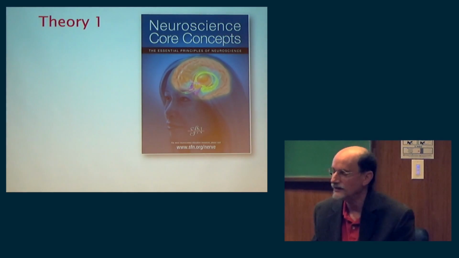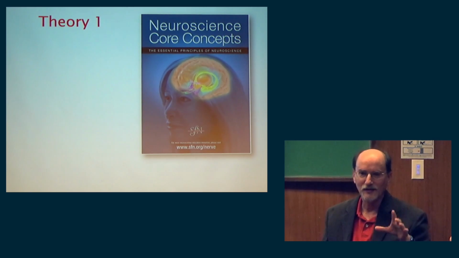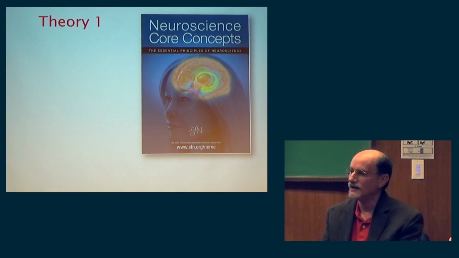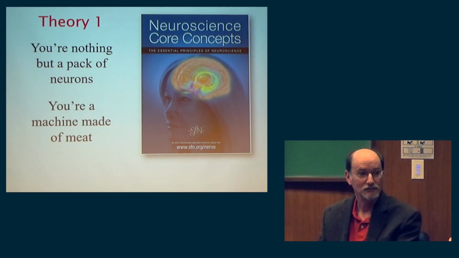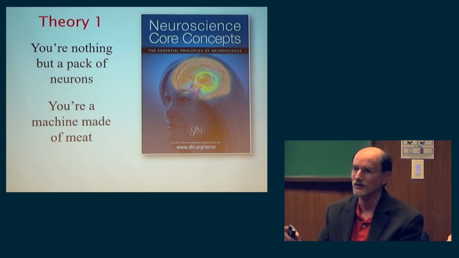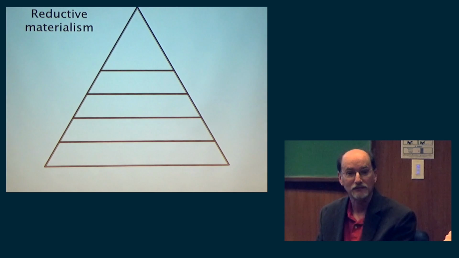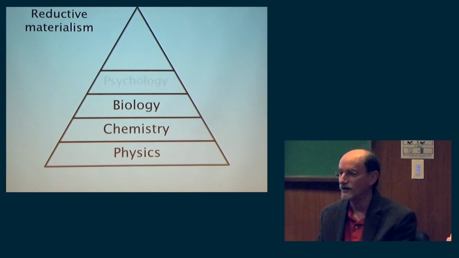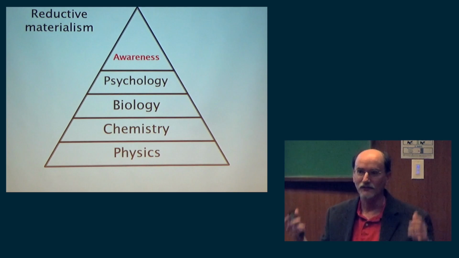The reason why these effects are still considered very controversial is primarily because of the paradigm of existing science. So science today tells us, according to the neurosciences, that you're nothing but a pack of neurons and you're a machine made of meat. That's the prevailing view. You go to the Society for Neuroscience meetings, there are 30,000 people there, and most of them accept this. This is a brochure from the Society for Neuroscience. This, of course, is reductive materialism. In reductive materialism, you start with physics somewhere at the bottom, and then chemistry, biology, psychology, and awareness is somewhere an emergent property which is more or less meaningless at the very top.